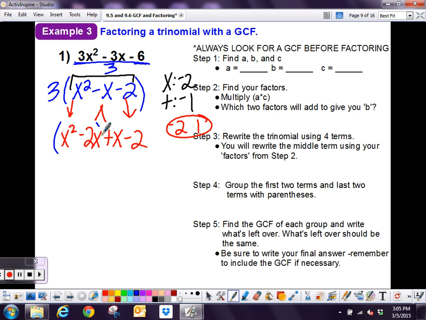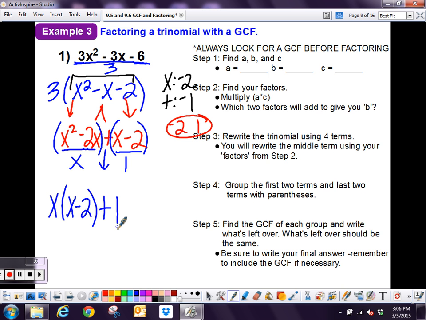Now we're going to group. Okay, looking at the first group, looks like I can take an x out. I'm going to take that x out. That's going to leave me with x minus 2. Bring that plus sign down. Okay, now this second group, I don't see anything that they have in common. Okay, but remember, everything has a 1 in common at least. So I'm just going to take out a +1, which you do have to write down. And if I divide all that by +1, it's going to stay the same. So x minus 2.